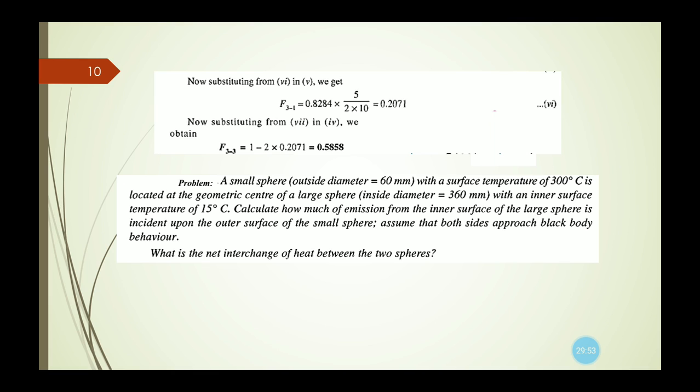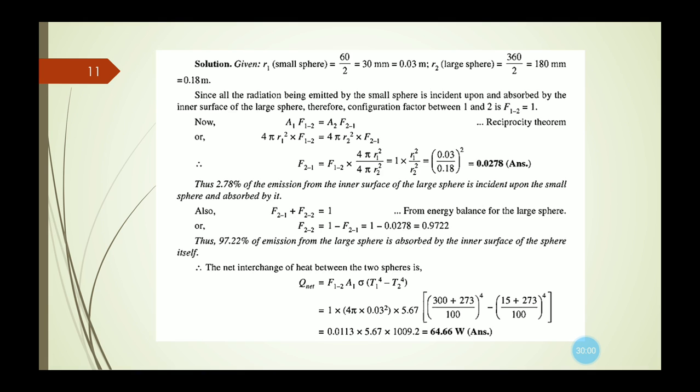For the second part, we need to calculate the net interchange of heat between the two spheres. So here for the small sphere, R1, the radius is given as 30 millimeter, that is 0.03 meter. R2 is the radius of the large sphere, that is 180 millimeter, that is 0.18 meter. Now since all the radiation emitted by the small sphere is incident upon and absorbed by the inner surface of the large sphere, the shape factor between 1 and 2, that is F12, is equal to 1.